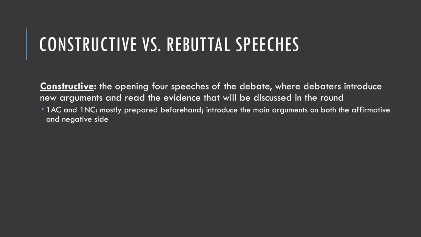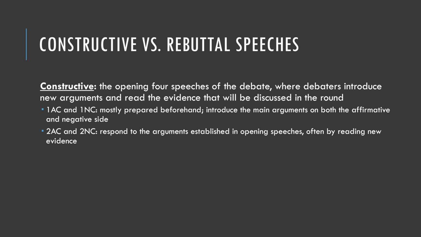The 1AC and the 1NC, the first 2 speeches of the debate, are mostly prepared beforehand. They introduce the main arguments on both the affirmative and the negative side. So these are typically considered easier speeches.